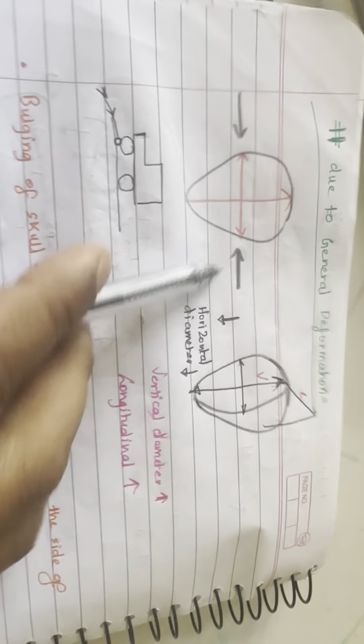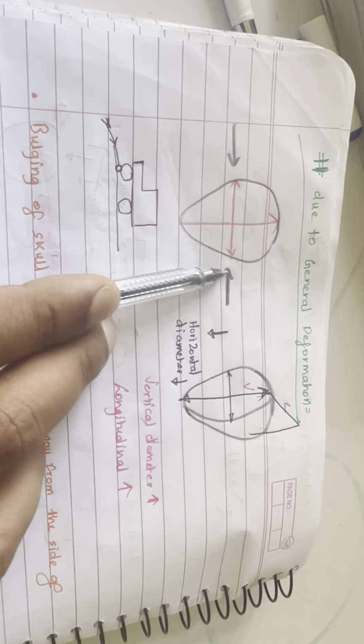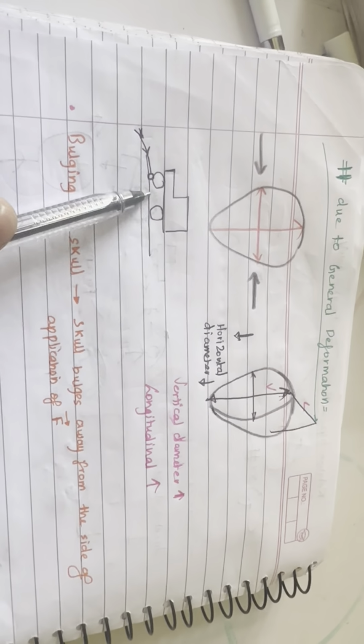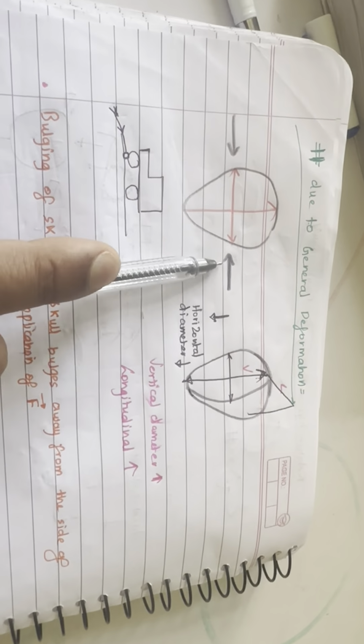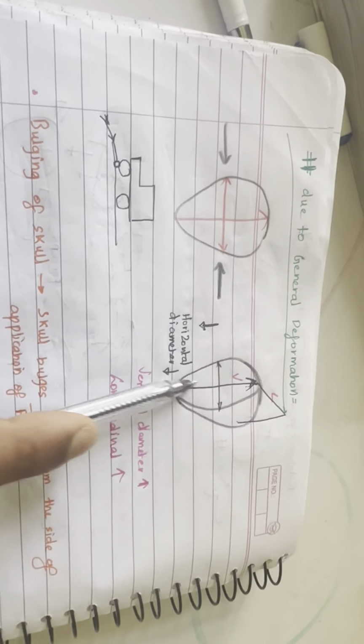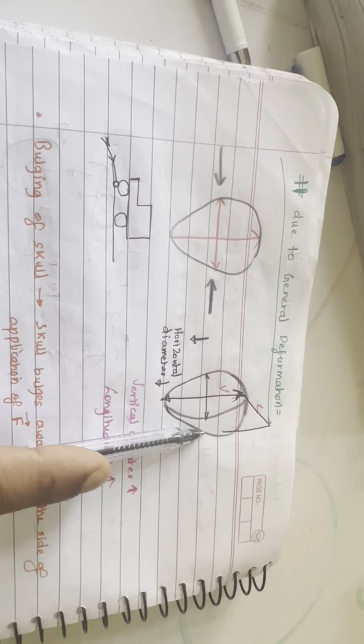Next is about fractures due to general deformation. Skull fractured laterally, as in compression between the ground and the wheels of a car. Horizontal diameter is decreased, while vertical and longitudinal diameters are increased.